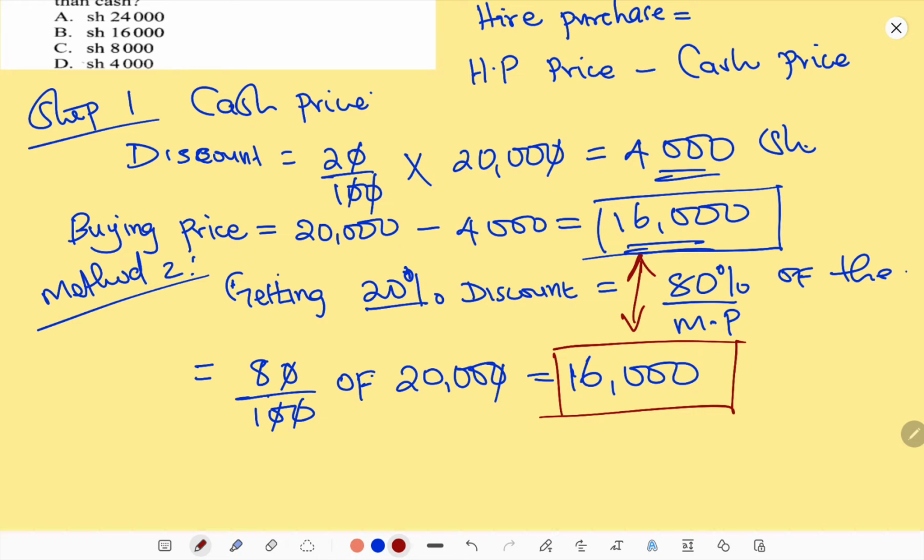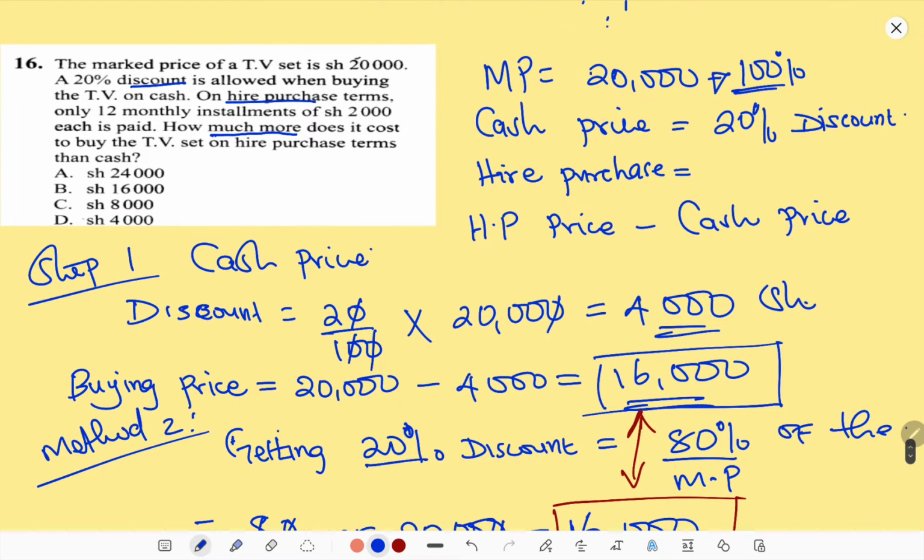Okay, so you can use either method, but while you are using the first method, you have to remember to subtract the discount from the marked price in order to get the final answer. Okay, so we are done with step number 1, which is calculating the cash price. We go to step number 2.